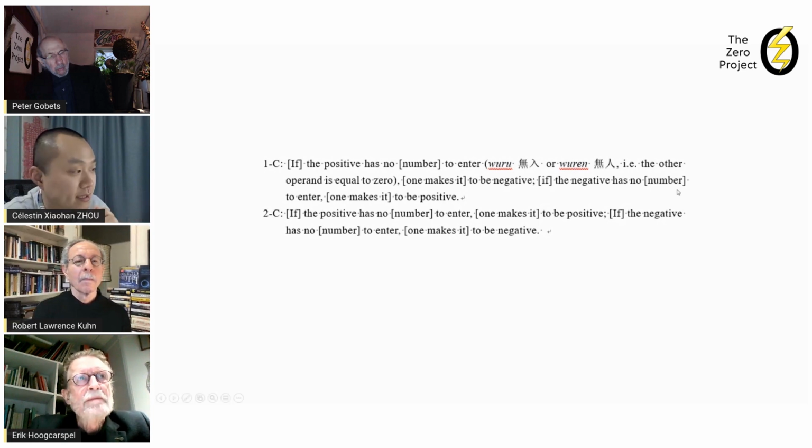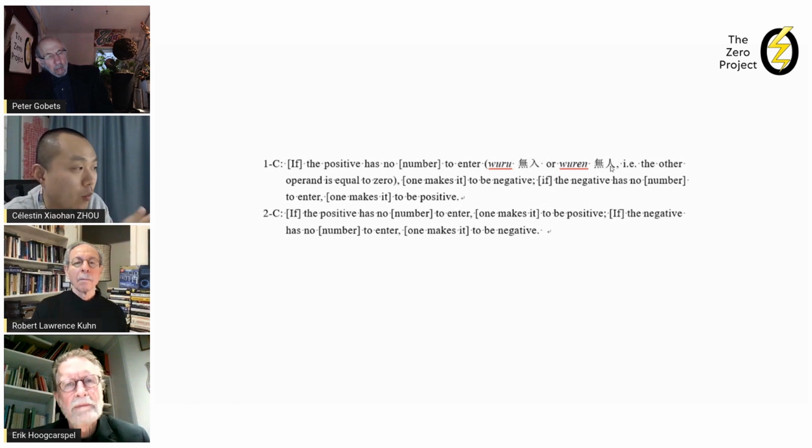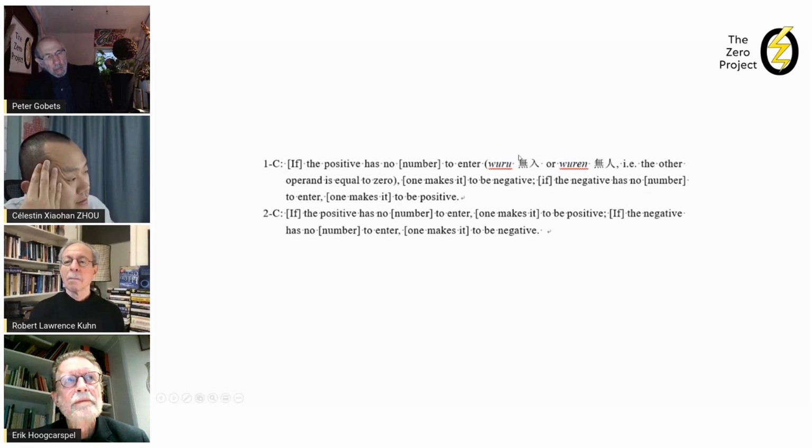The two characters are very similar, the enter and the people. So some people interpret that this should be the people, and the people means the company. So 无入 means no place to enter, or there's no company. I don't know whether these two words, the 无 used in these rules, were influenced by Daoism.